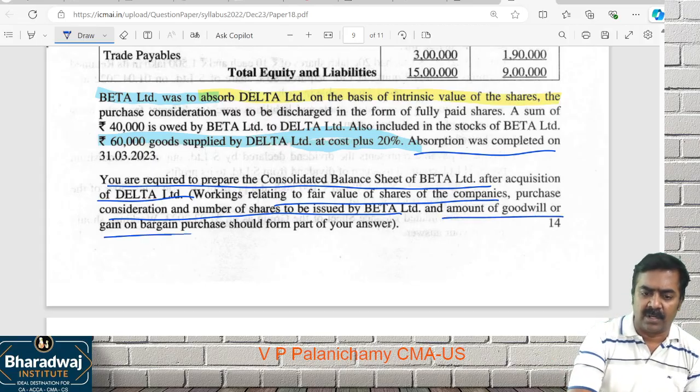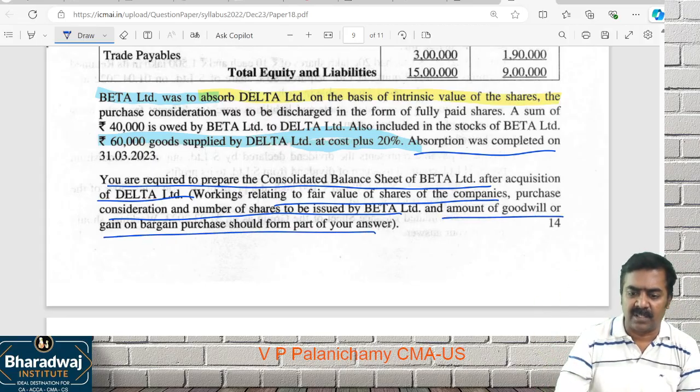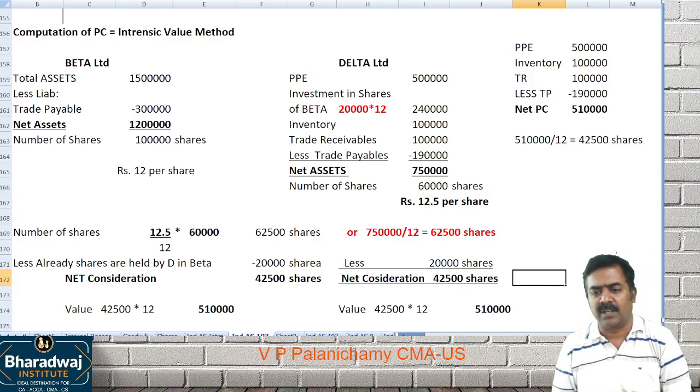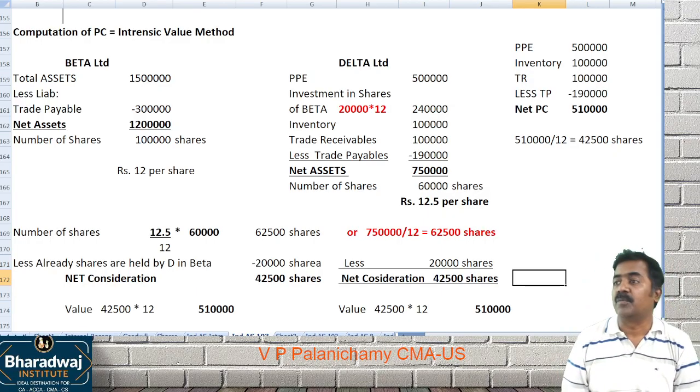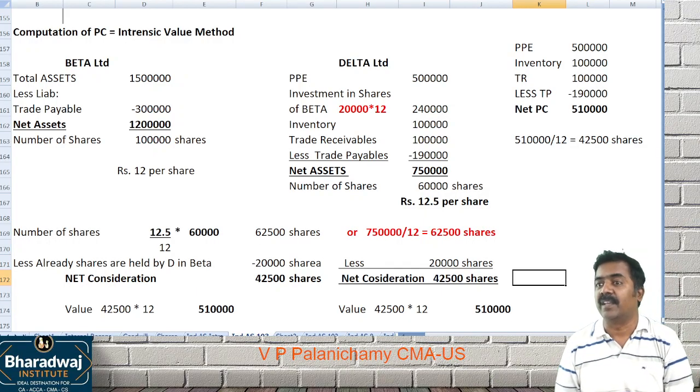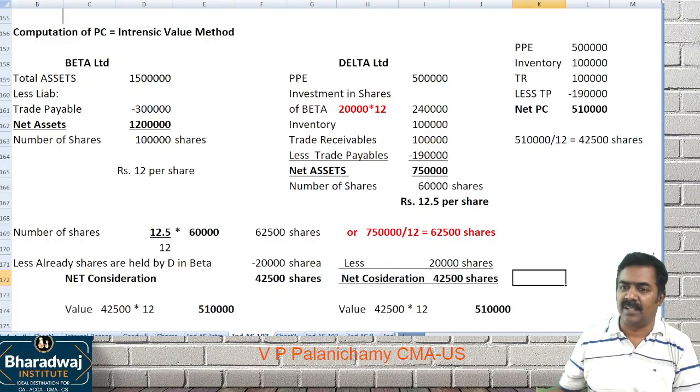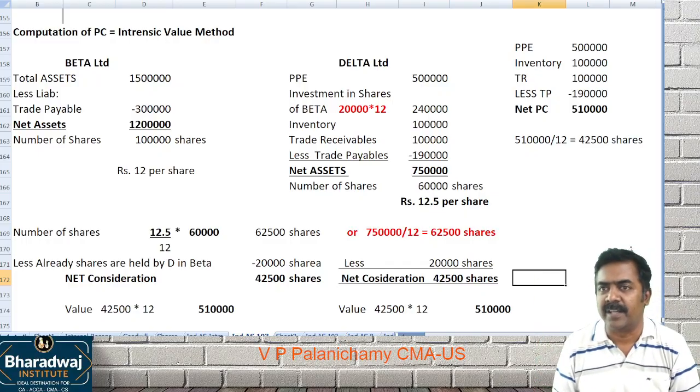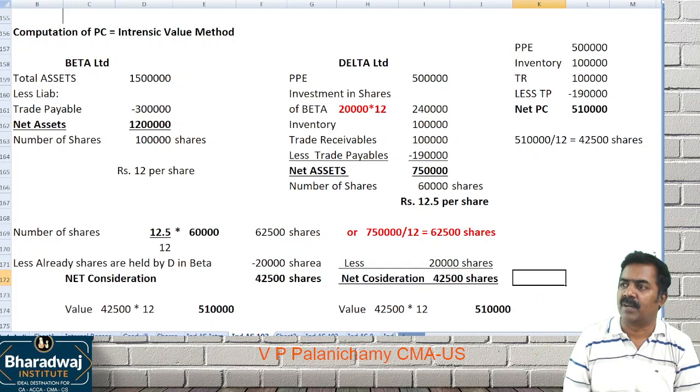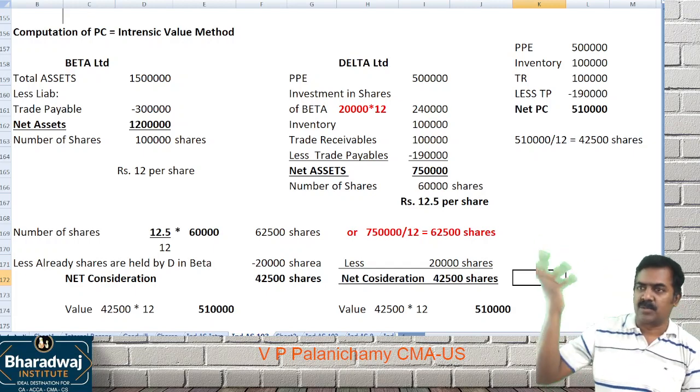Amount of goodwill or which one? Gain on bargain purchase will not come. No amount of goodwill or gain on bargain purchase will come. Why? In the net assets method, when we take assets minus liabilities, automatically goodwill or gain on bargain purchase will become what? Nothing will be there. There's no goodwill.